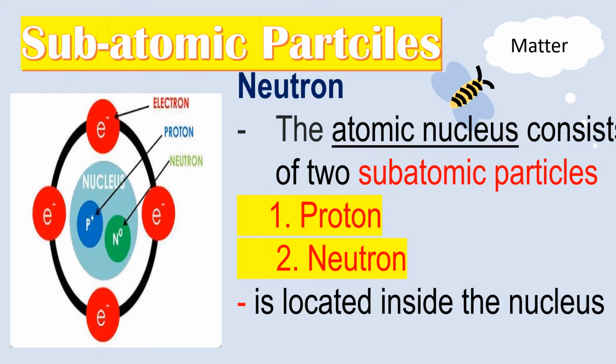The second subatomic particle is the neutron. Neutron is one of the subatomic particles that is located inside the atomic nucleus. Neutrons are approximately the same size and mass as protons, but they lack a net electric charge, or this is electrically neutral.